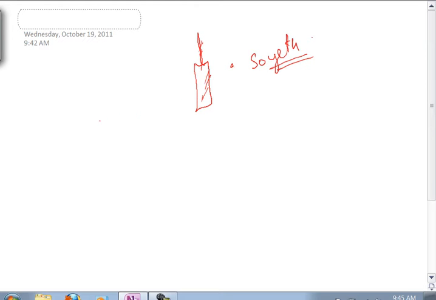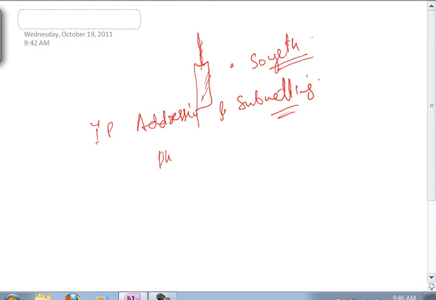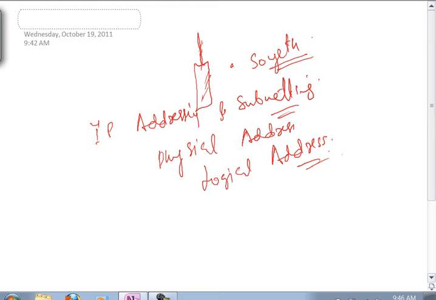So, this is what is called IP addressing and subnetting. Okay, we have a physical address and we have a logical address. Now, what is meant by the physical address and the logical address, why we need addressing in the first place, and what is subnetting and what is a subnet itself?